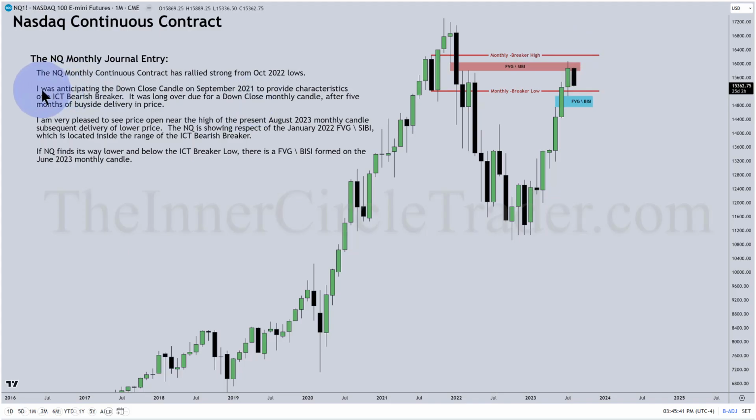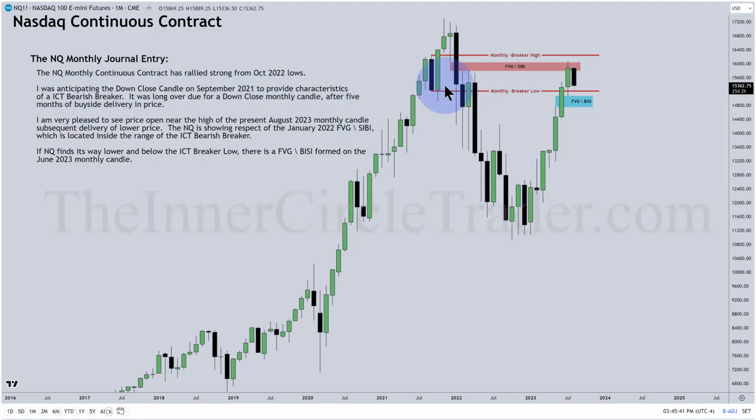I said that I was anticipating the down close candle on September 2021 to provide characteristics of an ICT bearish breaker. Now this statement was true for me personally, but for you that might not be the case. Referring to that candle, you may not have even referred to that candle at all in your analysis. You may not have even noticed it or paid any mind to it. In your charts, when you're backtesting and journaling, you're going to be doing this very thing here. You're going to be recording it as if you did. You're going to use language like this: I was anticipating the down close candle on September 2021 to provide characteristics of an ICT bearish breaker.